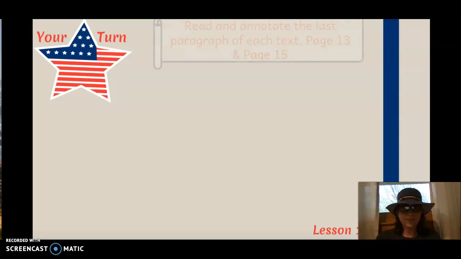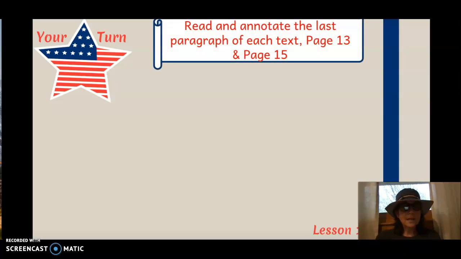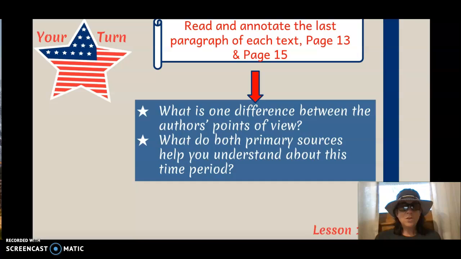All right, your turn. Read and annotate the last paragraph of each text, page 13 and page 15. Remember, annotate, highlight, circle. Okay? I want you to write down what is one difference between the authors' points of view, and then what do both primary sources help you understand about this time period. Pause here for about 5 minutes and go ahead and do that.